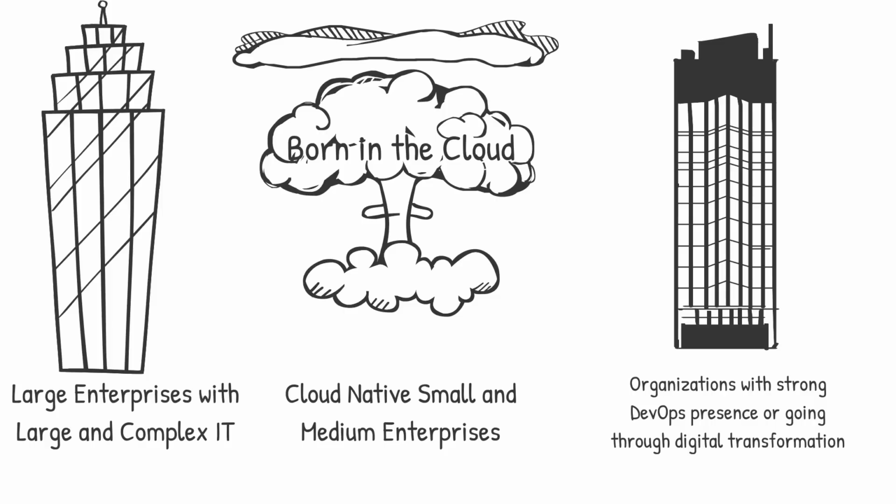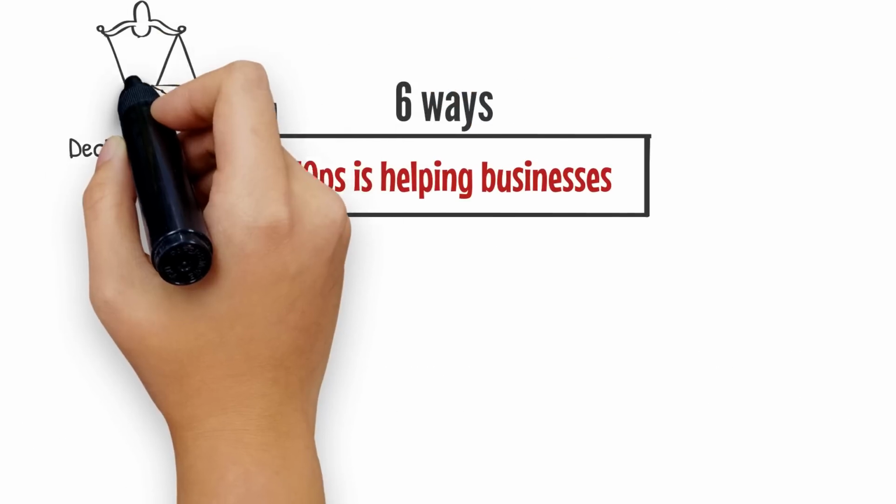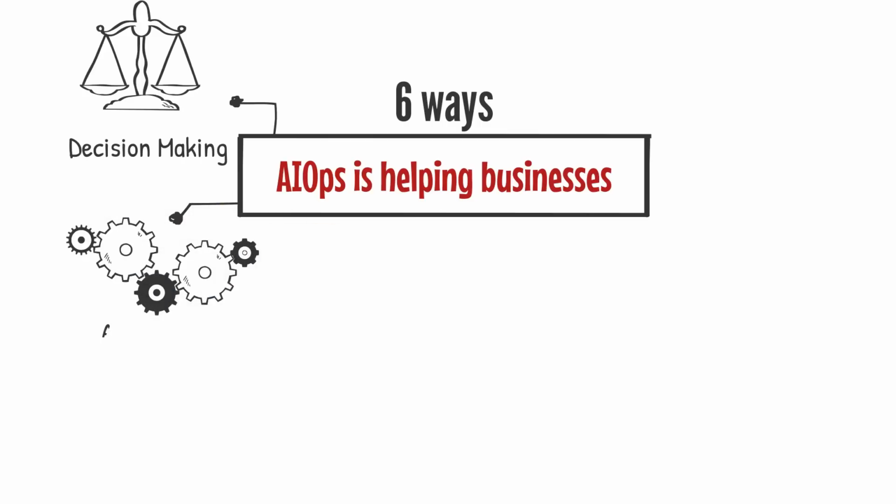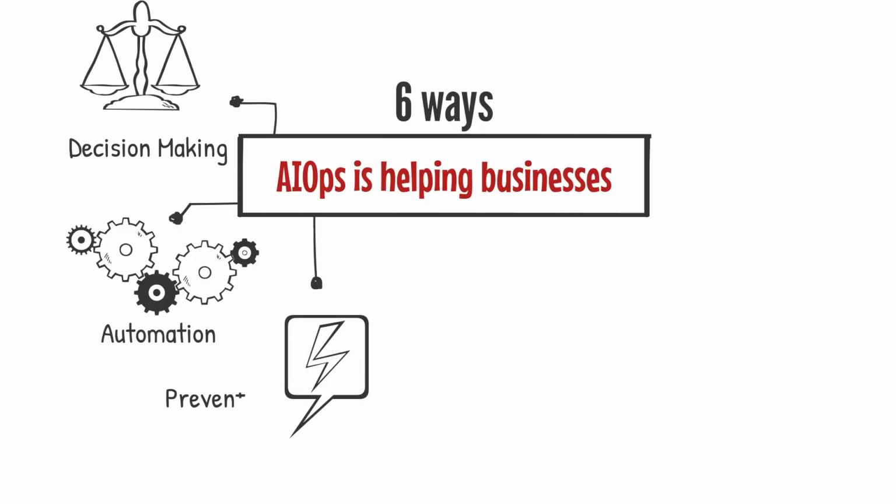Let's now try to outline how AIOps is helping these companies build a better business. We are outlining here 6 ways how AIOps is helping these businesses. So first is decision making, where we use the intelligence from AIOps platform to make the right decisions, find the root causes, and provide the right solutions. Next is automation. Automation is where we use the actual decision-making power from the AIOps platform and build an automated solution for providing resolutions. Next comes preventing outages.